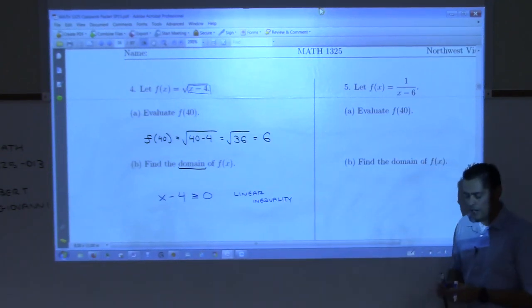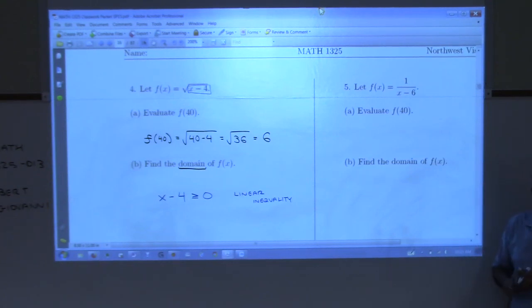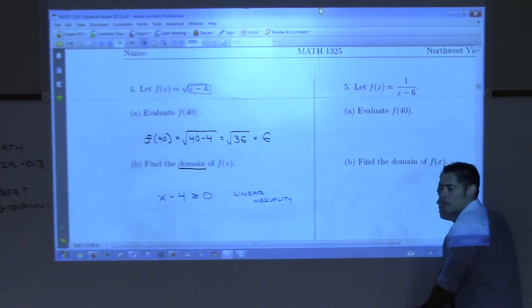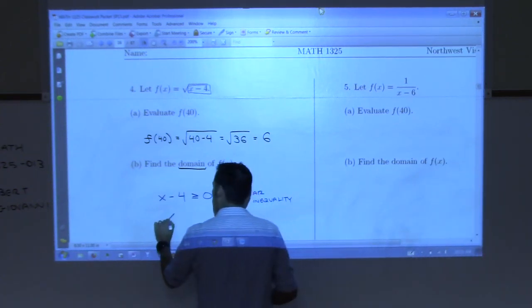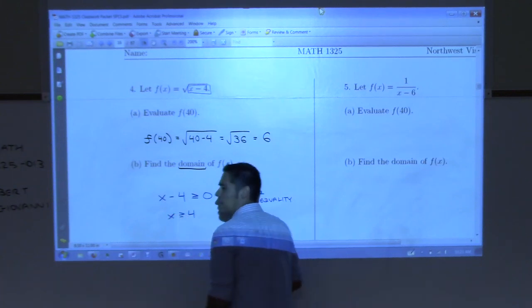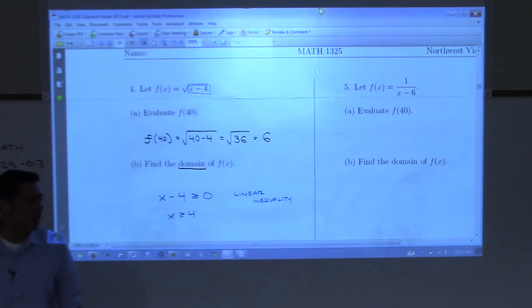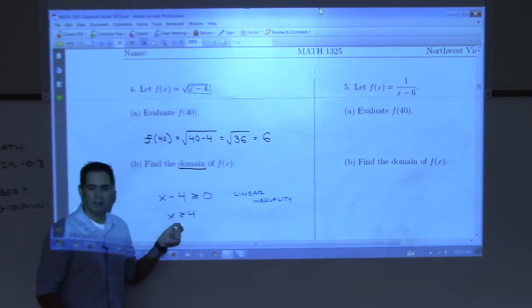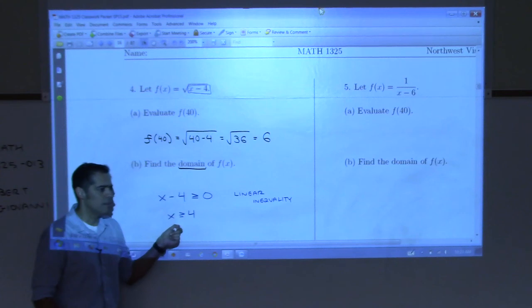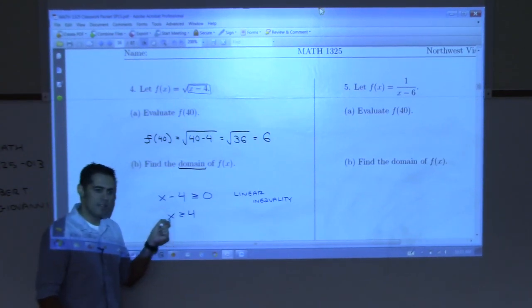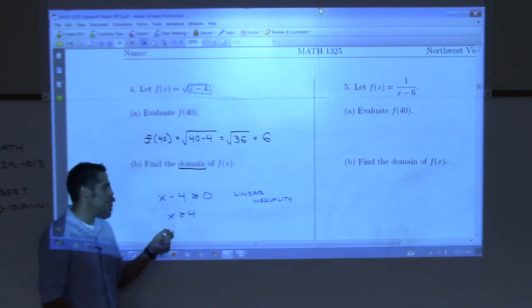To solve a linear inequality, it's relatively easy. You just isolate the variable. So we just add 4 to both sides. If I add 4 to both sides, it's saying that x must be greater than or equal to 4. And that would be my domain. Now, I know in my 1324 class, we never ended with this. We always wrote our answer in interval notation. So let's try and write this same result in what we call interval notation.